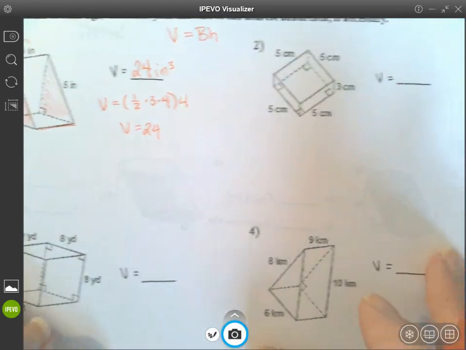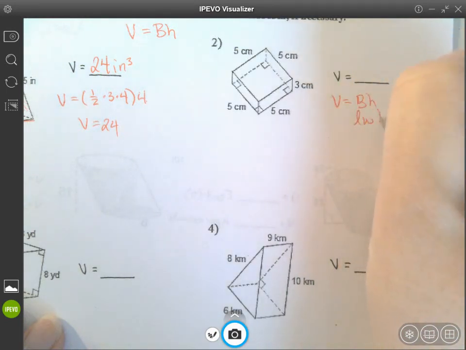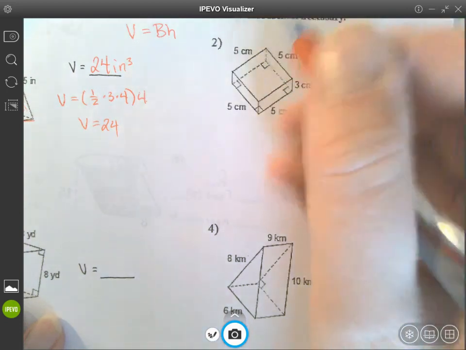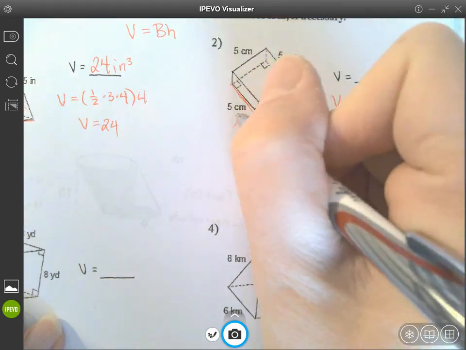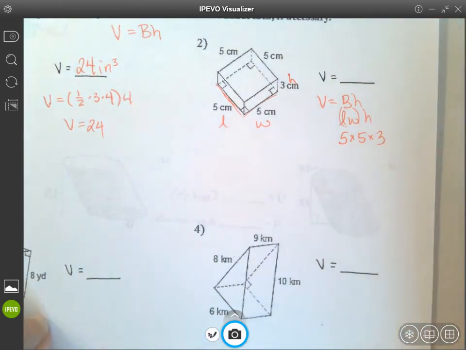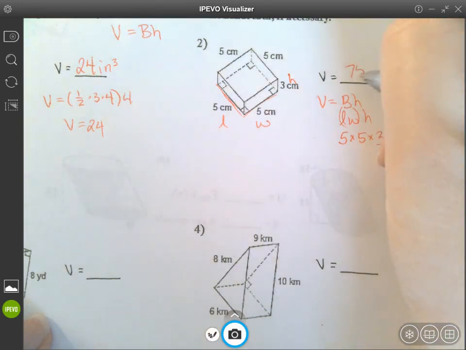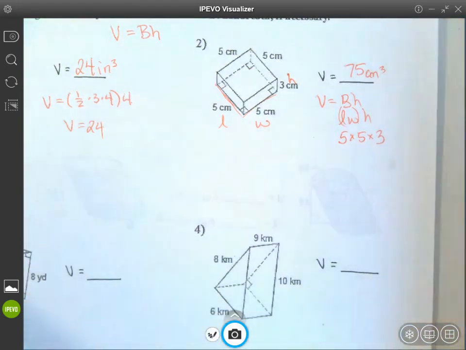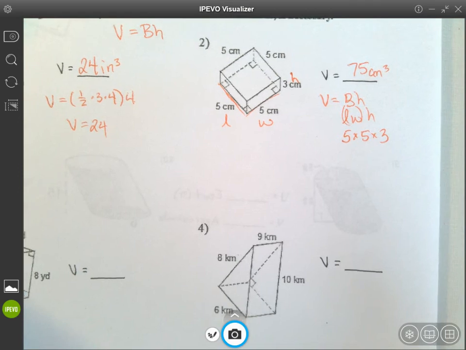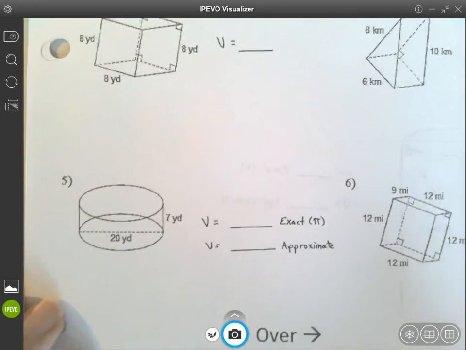Okay, with a box, the volume, again, is base times height, but that's length times width times height. Length times width is the area of the base. So your base is 5 by 5. Here's my length, my width, and my height. So 5 times 5 times a height of 3. What do we get? Well, 5 times 5 is 25, right? Times 3 is 75, but we'd say centimeters cubed. Okay, well, that is the same for number 6 and number 3. And when you look at number 4, it's a triangular prism again.